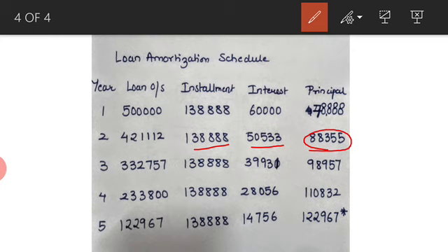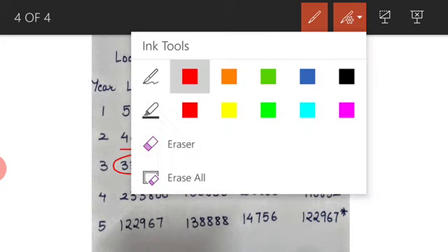Then comes third year. I hope you're clear till the second year. Now third year is, how did we get this amount? Yes, it is 4,21,112, that is the loan which was outstanding in the second year, minus the principal which was paid in the second year. So 4,21,112 minus 88,355 will give you 3,32,757. I hope again you're clear with this amount of 3,32,757. I'll repeat, it is 4,21,112 minus 88,355.